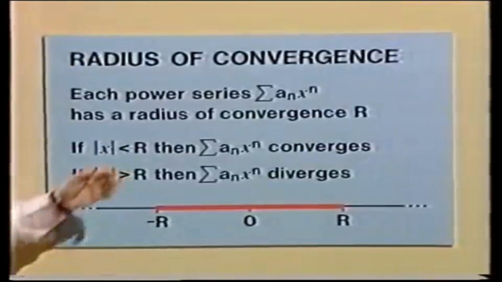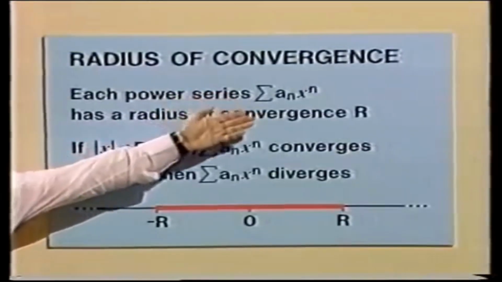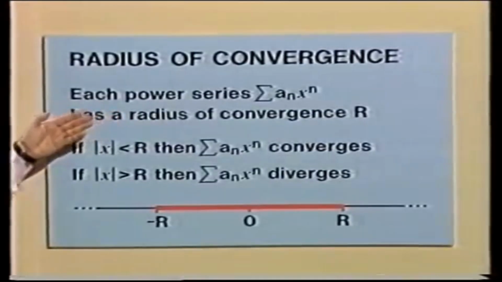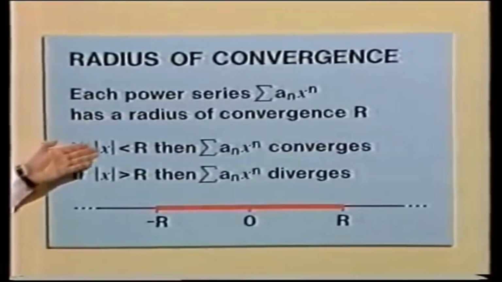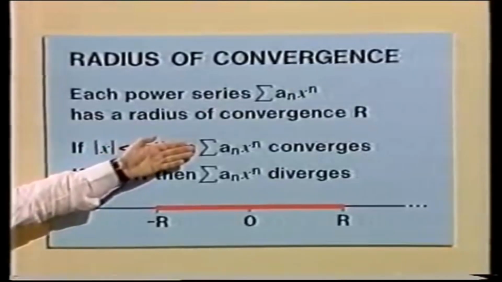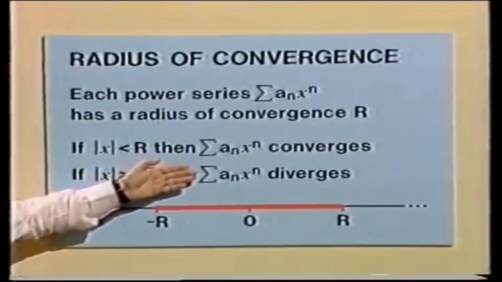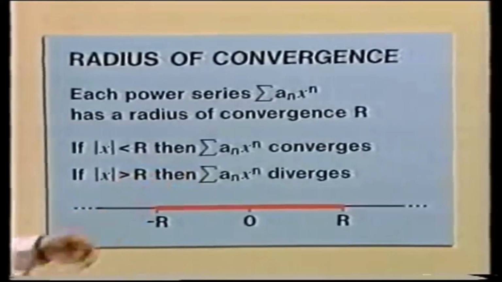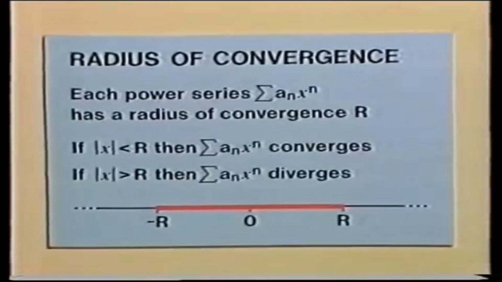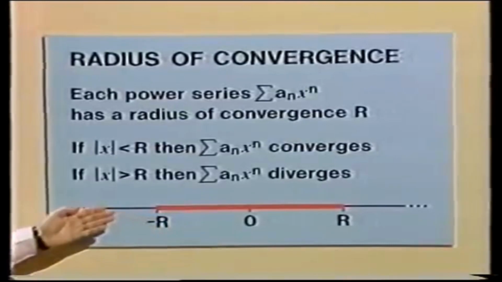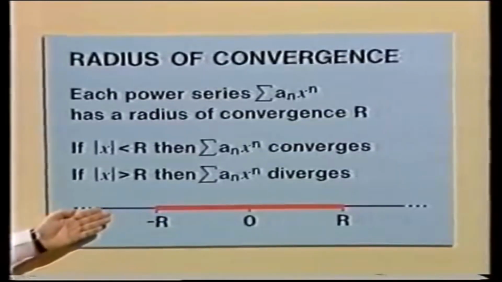For each power series like this, there's a number r called the radius of convergence. If mod x is less than r, then the series converges. And if mod x is greater than r, then the series diverges. That means that the power series converges at all points in some interval centered at 0. And at all points outside this interval of convergence, the power series diverges.